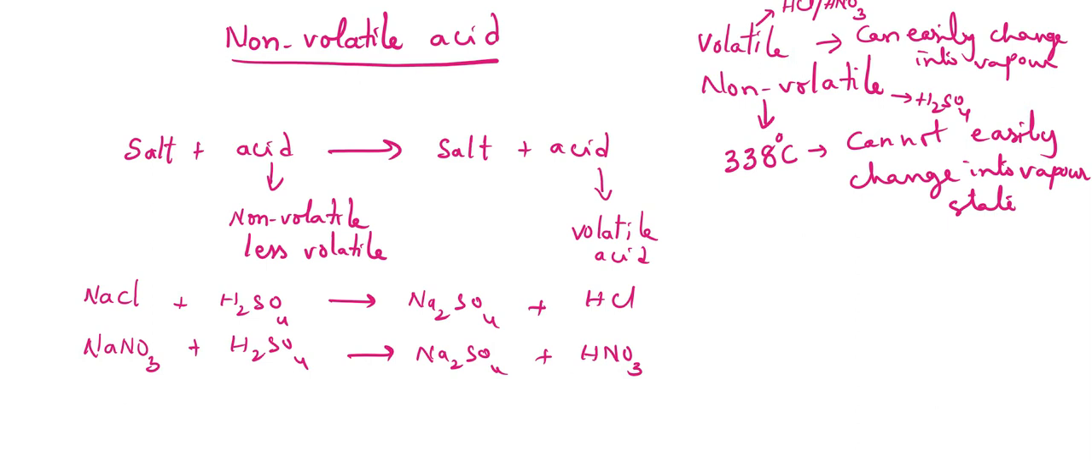So try to balance the equation: 2 here, 2 sodium chloride and nitrate, 2 sodium nitrate, 2 HNO3. Clear, children? So these are the 4 chemical properties we have learned today.